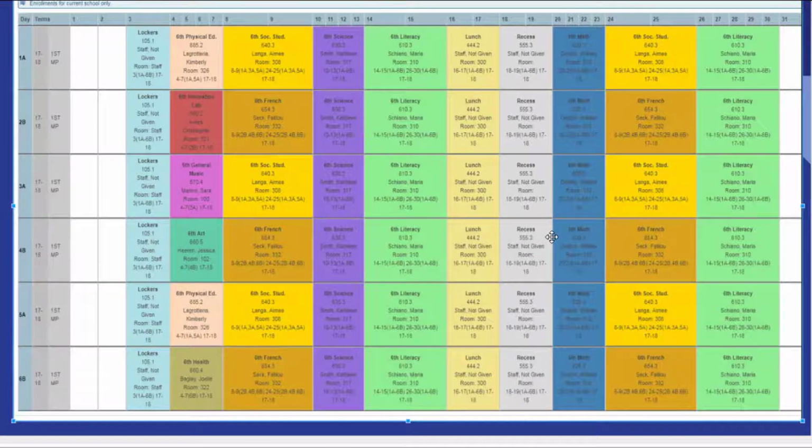This 6th grade schedule indicates that on day 1A, the student will have physical education. On day 2B, the student will have Innovation Lab. On day 3A, the student will have General Music. On day 4B, the student will have Art. On day 5A, the student will have Physical Education again. And on day 6B, the student will have Health. You can also see here, on day A, the student will have Social Studies. And on day B, the student will have French. Day A and day B will rotate within the 6-day schedule.